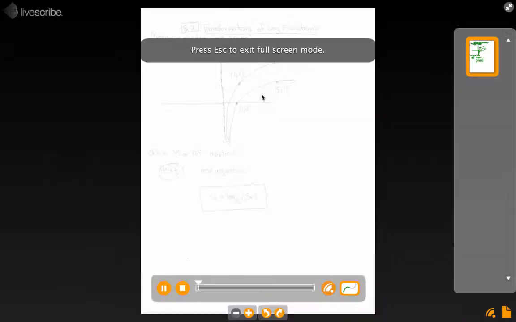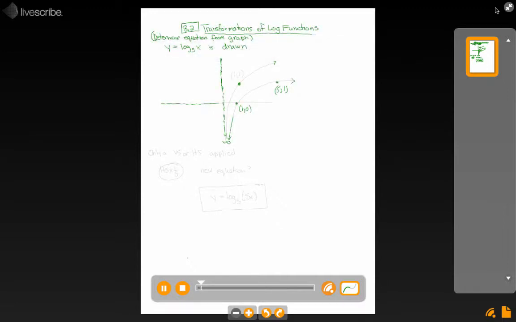This example comes out of section 8.2, transformations of log functions. Okay, in the last example we took the equation of a transformed log function and we ended up having to draw it. In this question we're going to be faced with the opposite. We're going to be given some kind of a drawing and asked to come up with the equation that gets us there.